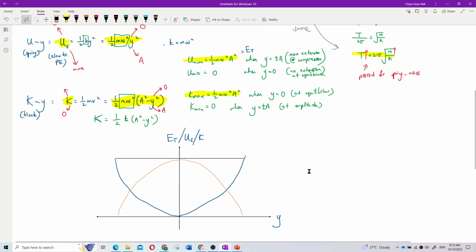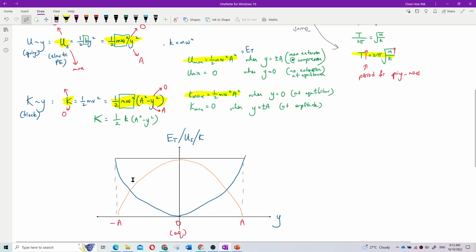Okay, that's good. Okay, so what is all this line? What is all this graph? Okay, so this is the zero at equilibrium. This is equilibrium. This is at amplitude. This is negative amplitude. So you see.